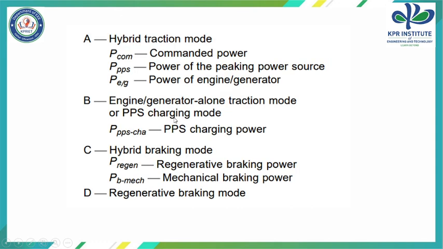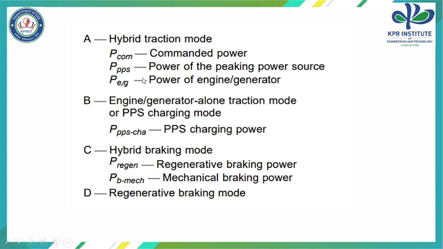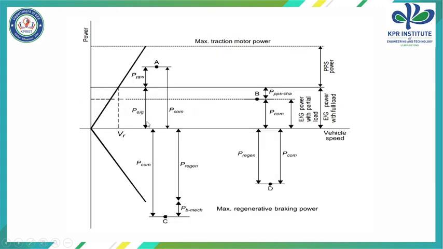At point A, the parameters are the commanded power, the power of the peaking power source, and the power of the engine generator. The commanded power given by the driver requires a maximum power. The engine generator can develop power up to this level. The remaining power can be taken from the peaking power source, that is, the battery. This is called the hybrid traction mode. Here we have engine-generated power and battery power, and these two powers can be utilized for the commanded power. So it is called the engine hybrid traction mode.